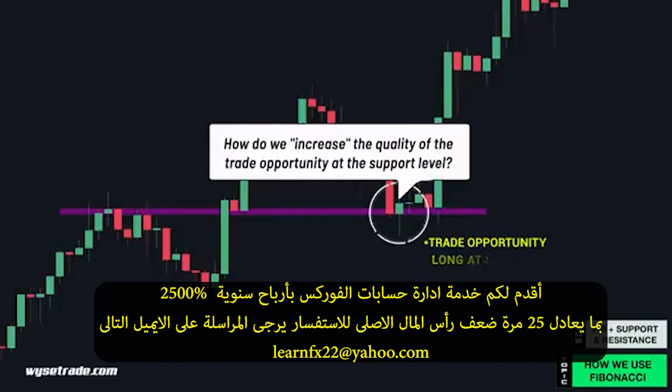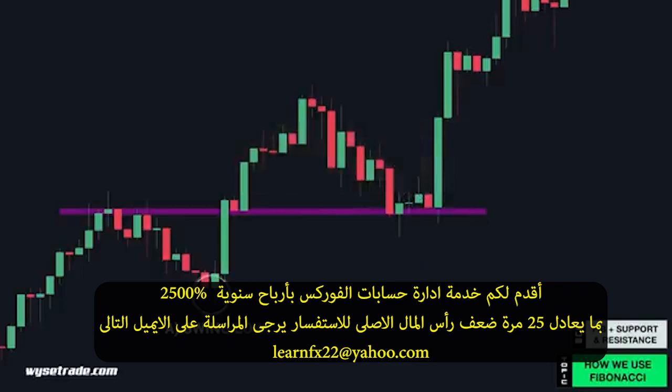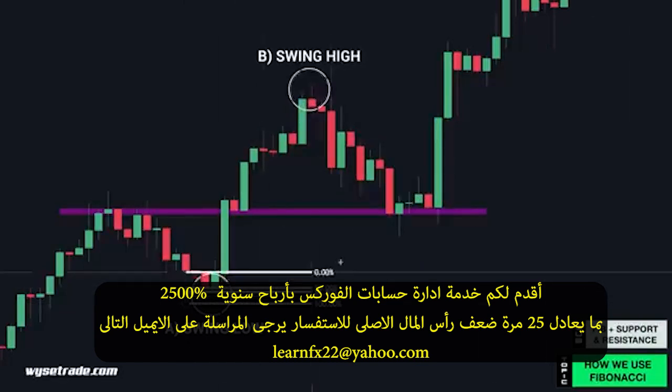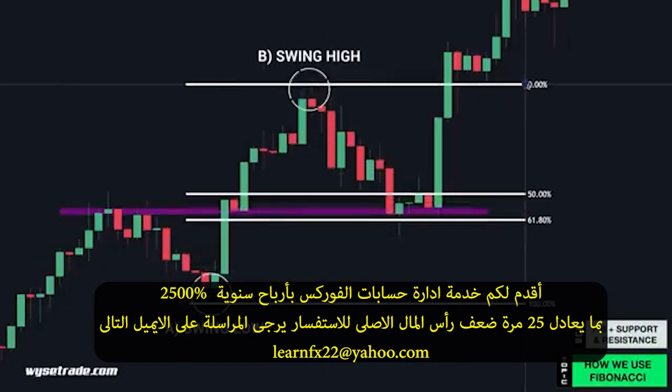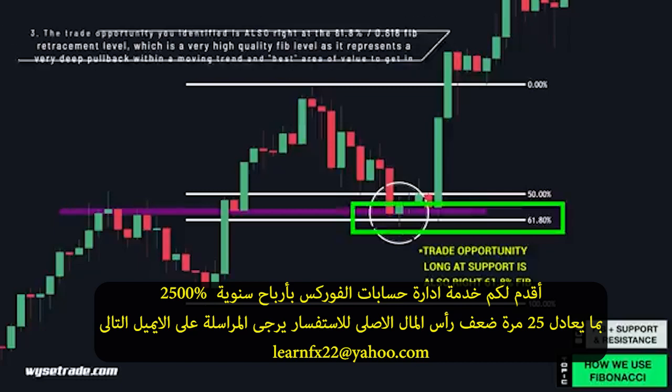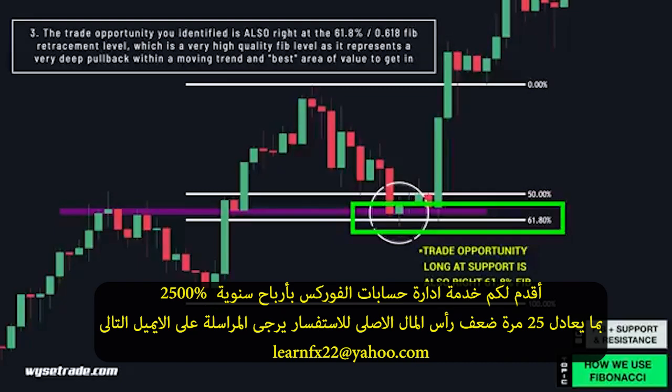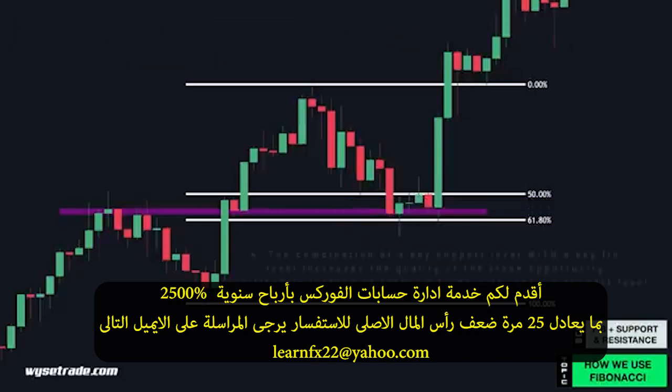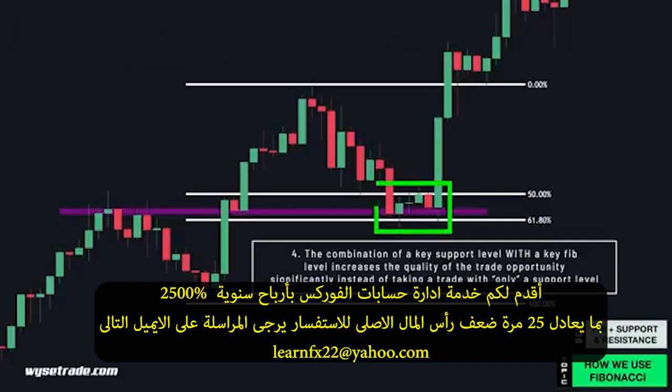This is where the Fib tool comes into play. With the Fib tool, click at the swing low here, drag it up to the recent swing high, and look at that. The trade opportunity you identified is also right at the 61.8% Fib retracement level, which is a very high quality Fib level, as it represents a very deep pullback within the moving trend and a great area of value to get in at. So the combination of a key support level with a key Fib level increases the quality of the trade opportunity, instead of taking a trade with only a support level.